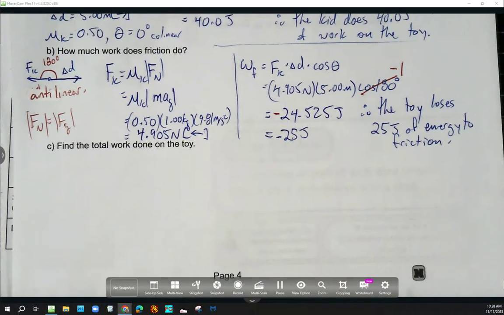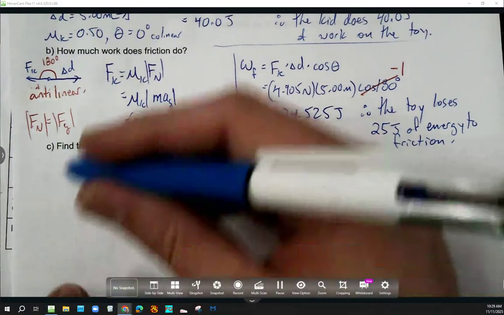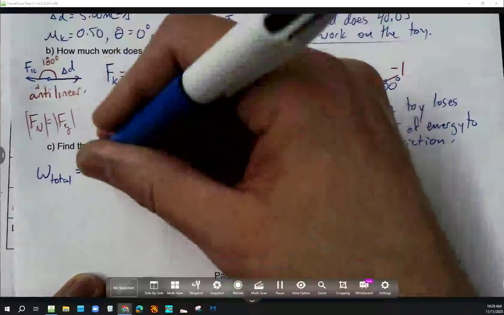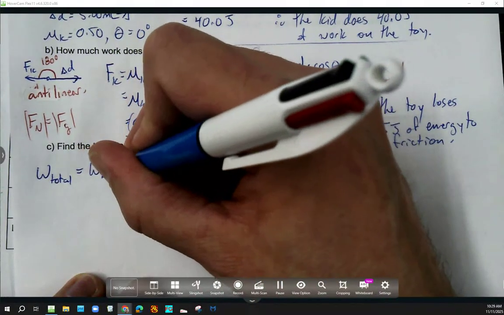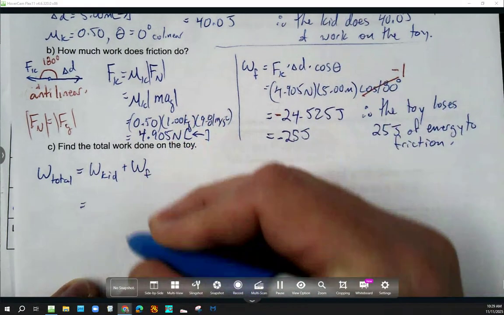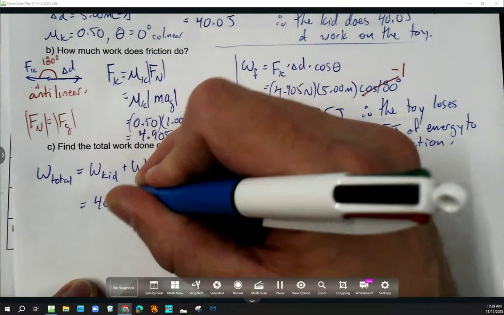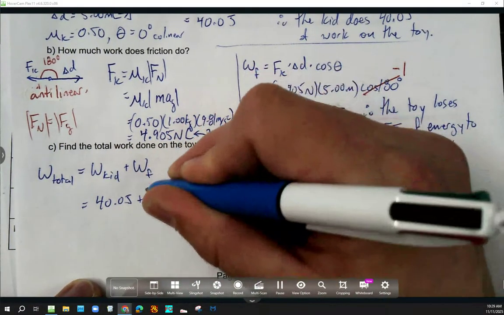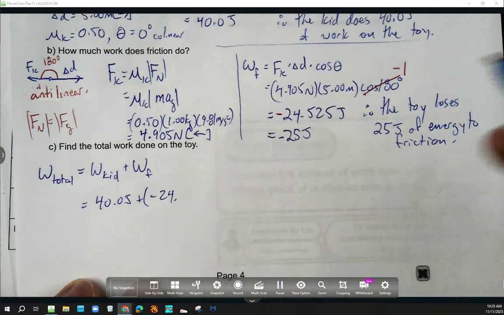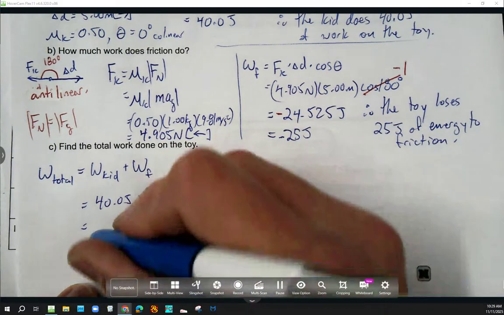Now, kind of a cap off to this could be to find the total work done on the toy. Well, it seems to me that if you wanted to find the total work done on the toy, you talk about how much work was done by the kid and add that to the amount of work that was done by friction. And if I did that, I could go back and say, okay, well, the kid did 40 joules of work. Friction was, I'll get the unrounded value, negative 24.525 joules. And if I add that up, again, check my numbers.